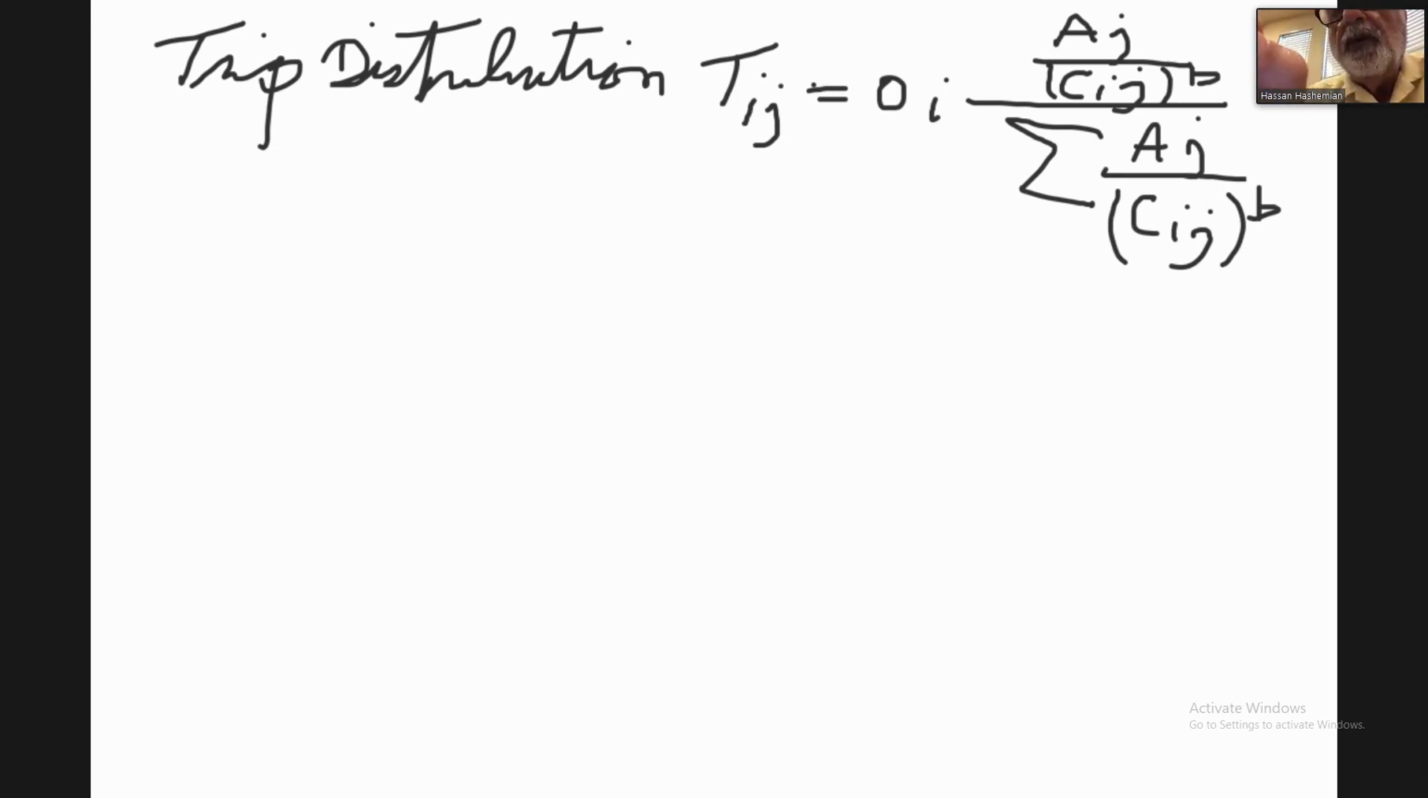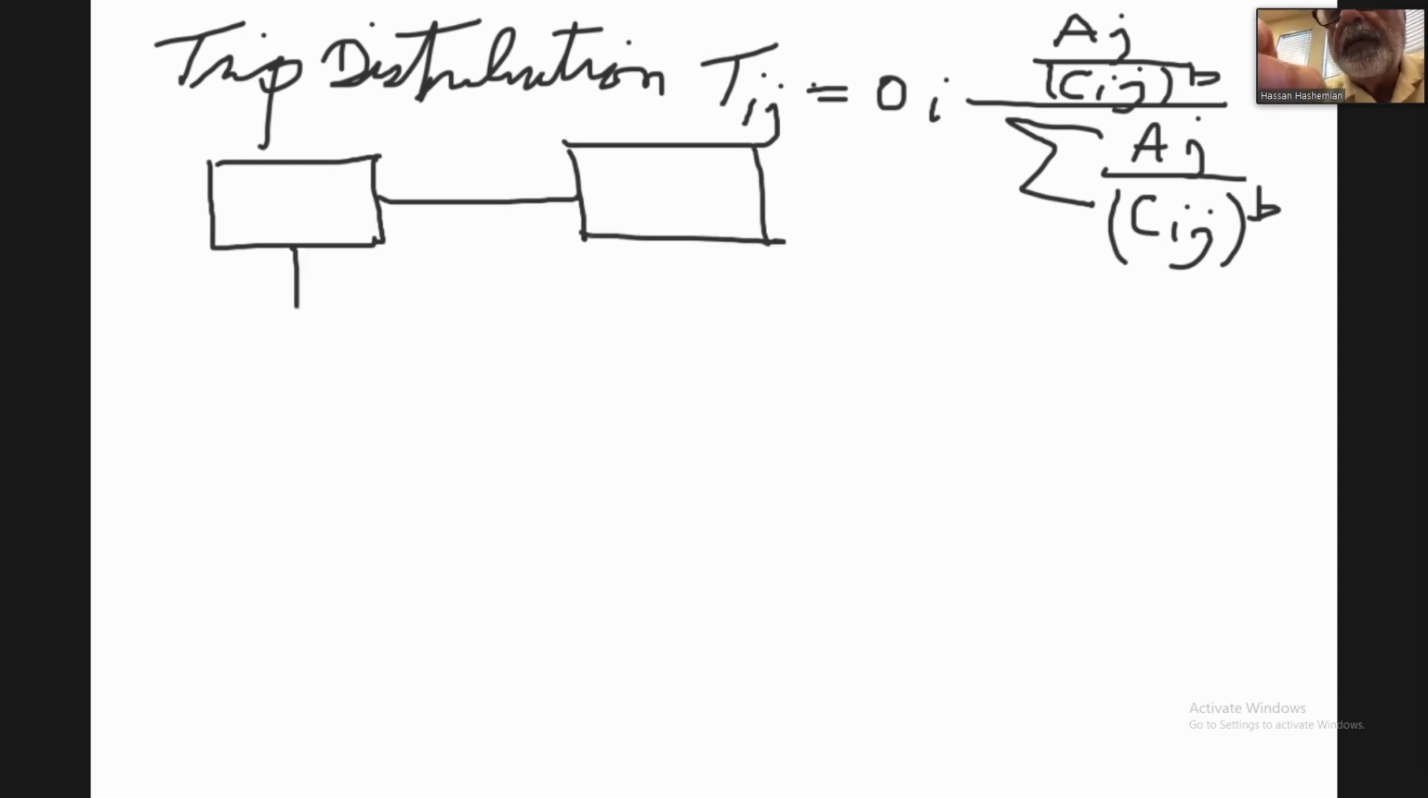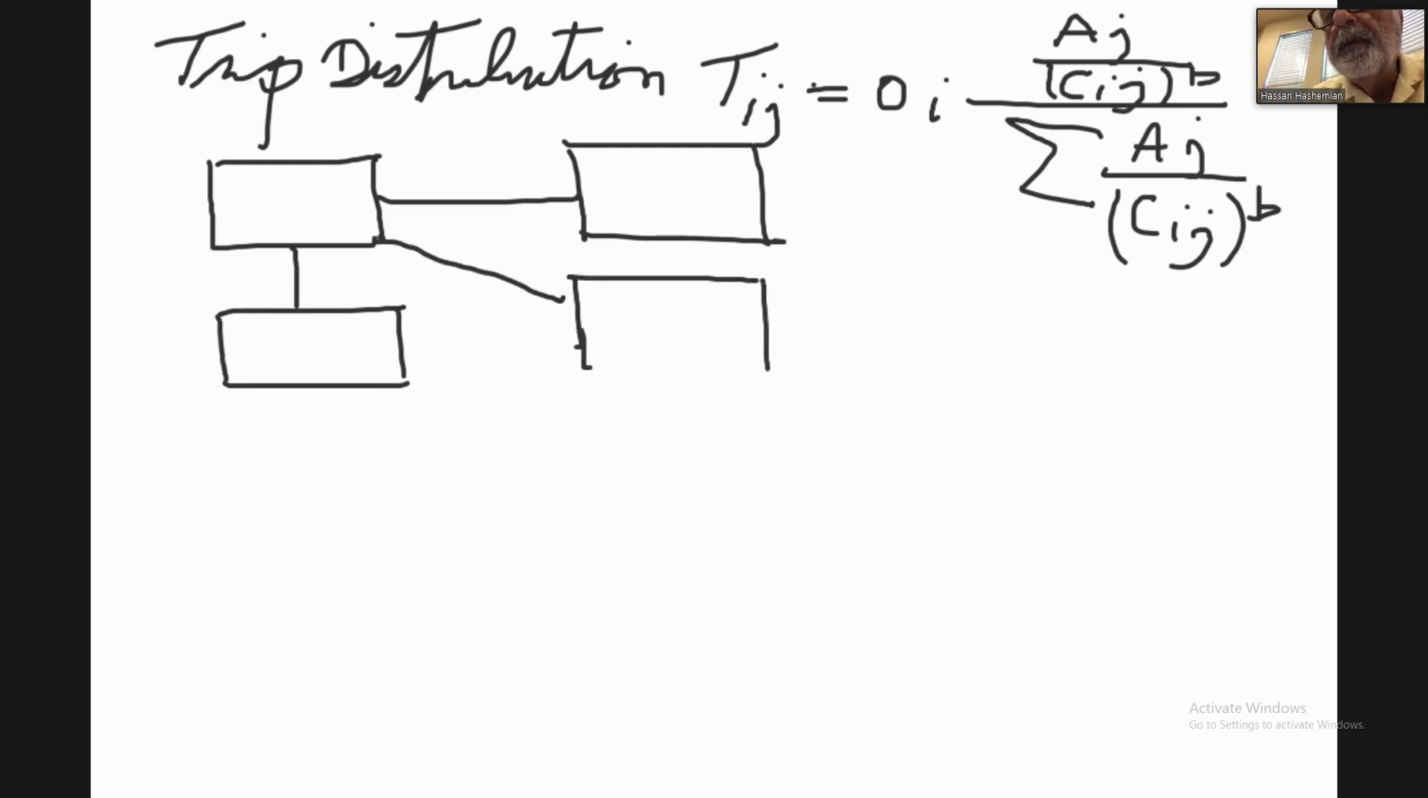Let's assume that we have 4 zones. So this is zone 1, and then we have zone 2, and then zone 3, and zone 4. So we have these 4 zones.